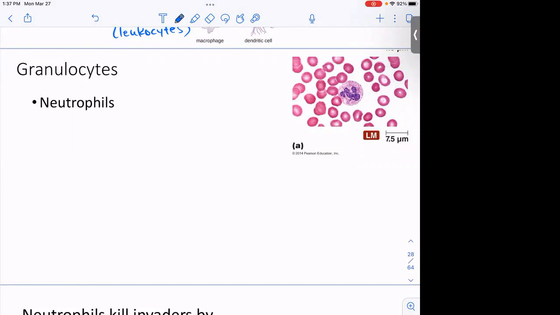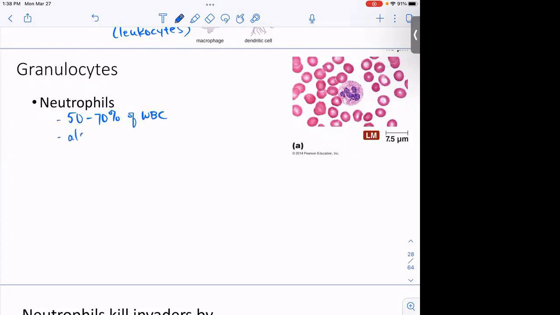The first kind of granulocyte that we think about are the neutrophils because they're the most common white blood cell in the bloodstream. 50 to 70% of the total white blood cells are going to be neutrophils. So again, that's in the bloodstream. They really dominate. They're the dominant kind of cell in the bloodstream.